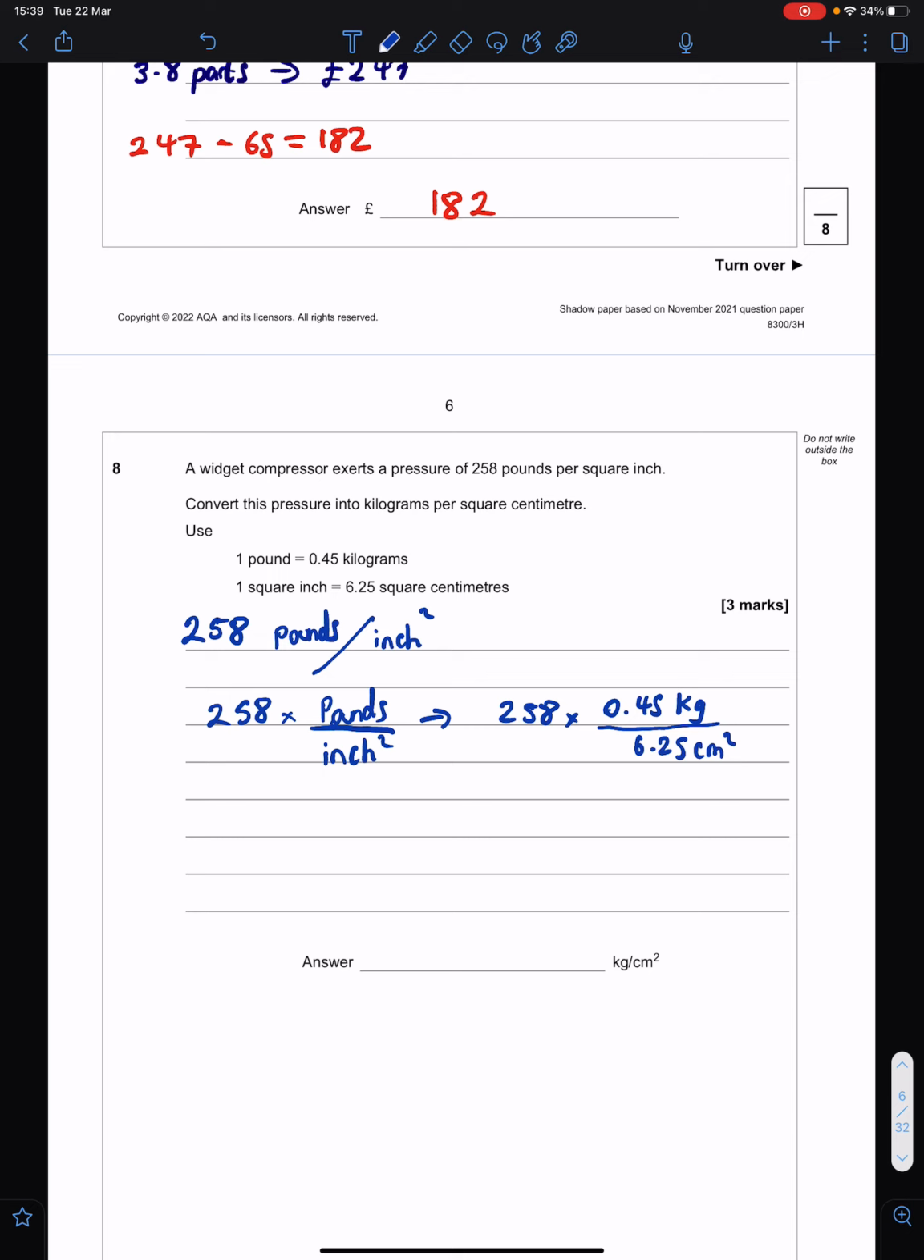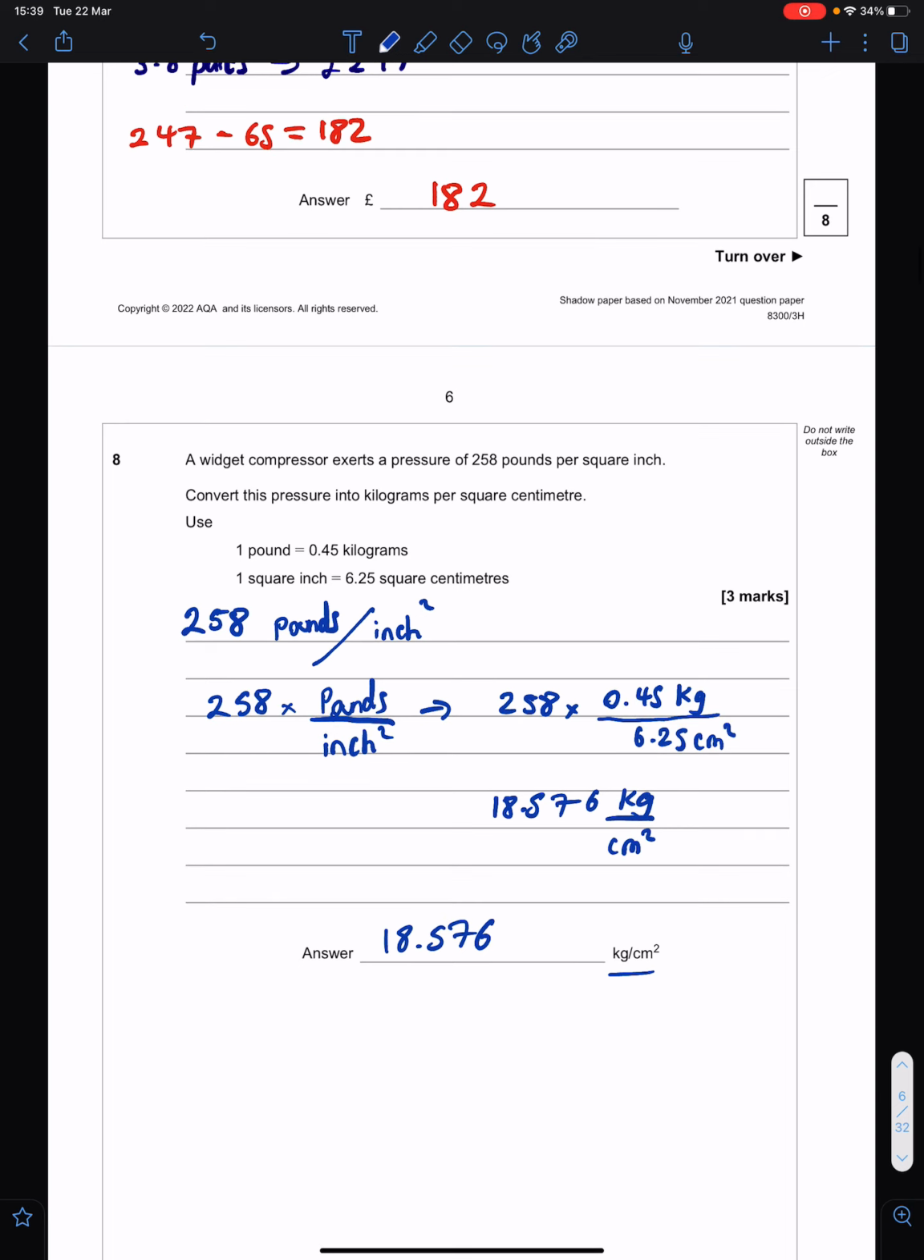So it's so much easier when you can approach it in this kind of way. So 0.45 over 6.25. That gives us 18.576 kg over cm squared. So our answer is 18.576, and the paper itself gives us the units over here. So we're good. That's it.